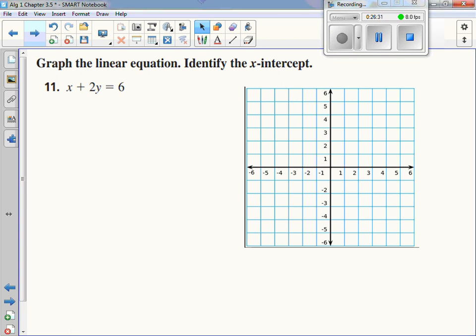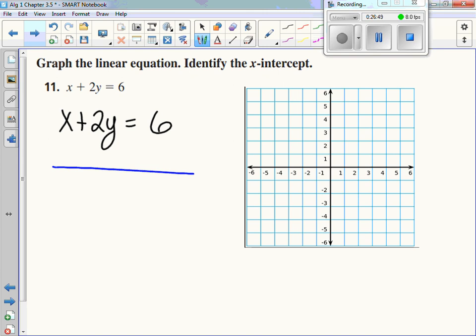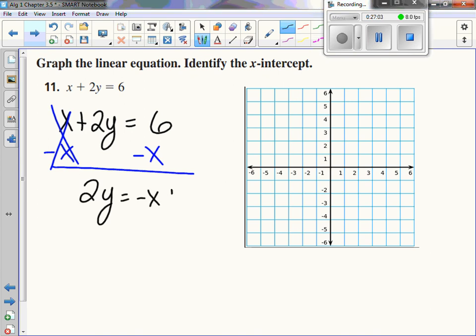Yes? So is this one here in y-intercept form? Well, no. So I need to get this into slope-intercept form. The first thing I need to do is get y by itself. I need to move the x. So how can we move the x over? We would subtract x from both sides, because x minus x will make it 2y equals negative x plus 6.